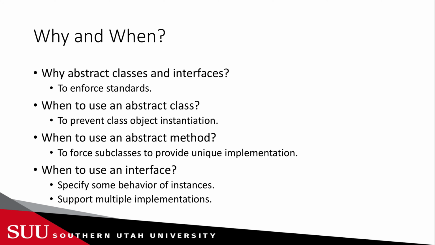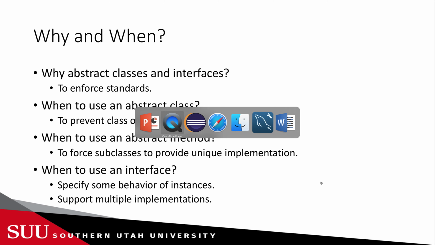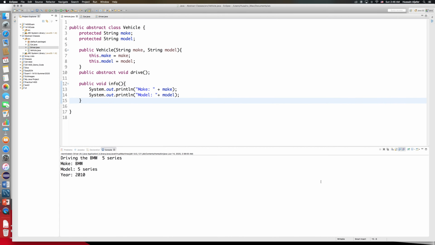Now, when to use an abstract method? If you want to force the subclass to provide a unique implementation for that method. I don't want some general implementation that any class can use. I want this method to be implemented by every subclass, and they should have their own implementation. If that's the case, then you make the method abstract. Now, when to use an interface? To specify some behavior of instances, or if you want to support multiple implementations. Now, let's see an example of interfaces, which is going to make everything clear.